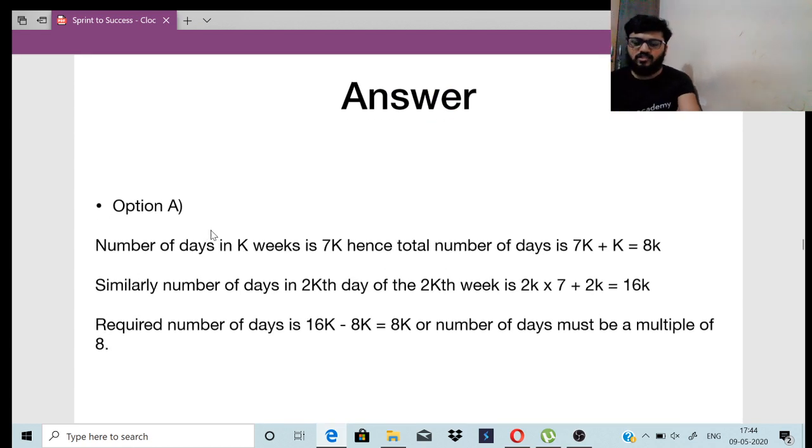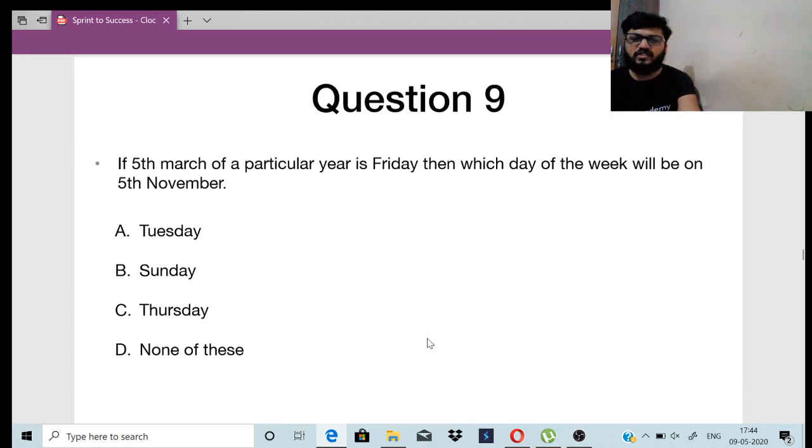Chalo, the last question of the class. If 5th March of a particular year is Friday, then which day of the week will it be on 5th November? Tell me the answer.